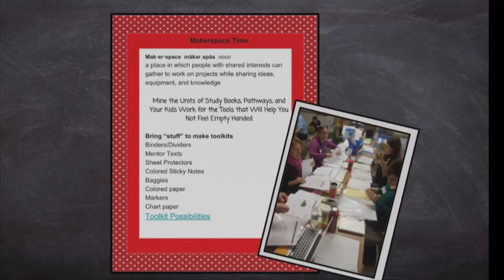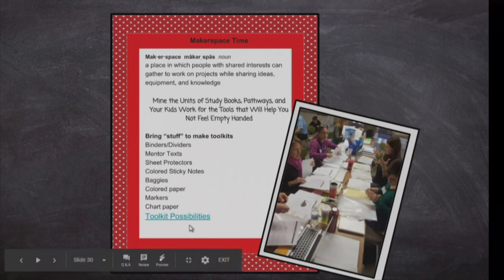Okay. Our hope is that you will plan times to get together to make these teaching tools. A makerspace, a place in which people with shared interests can gather to work on projects while sharing ideas, equipment, and knowledge. At Sonora, we have had a couple of makerspace unit toolkit times, and I feel like the teachers are starting to use these. It is a lot of work, but we have tried to really put all of these together in one place for you.